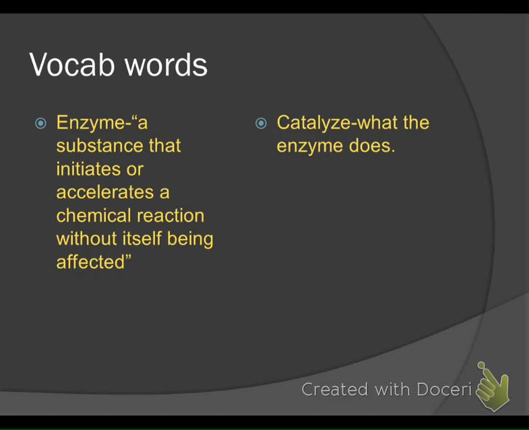An enzyme, that's what we were talking about yesterday, technically is a substance that initiates or accelerates a chemical reaction without itself being affected. It means it starts or makes happen faster something that's not normally going to happen. You need enzymes in your body to make all those processes happen. Digestion, nerve transmission, everything uses enzymes. Technically, the process of what an enzyme is doing is called catalyzing.